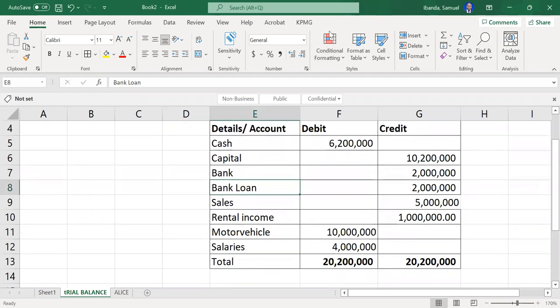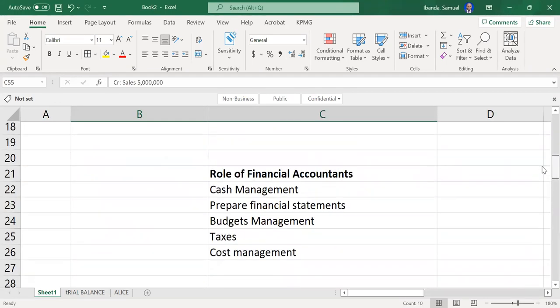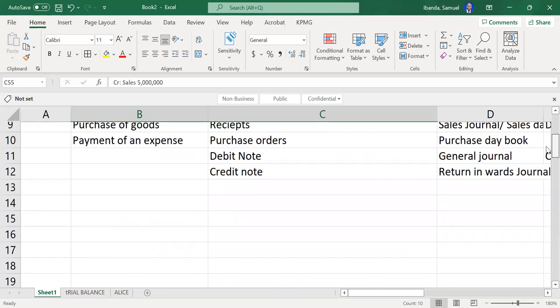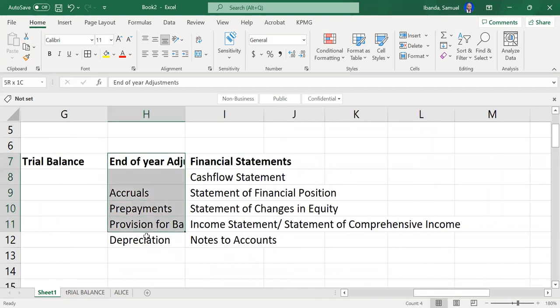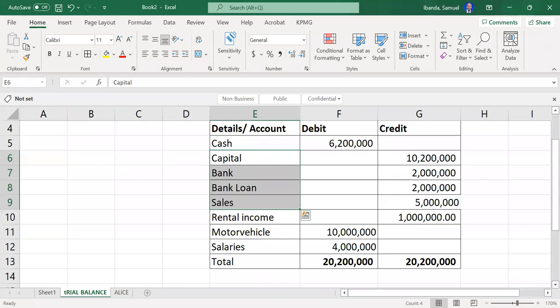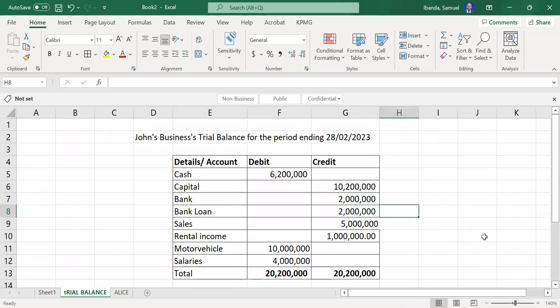But there are cases where, you know, we talked about that after your trial balance, you can proceed to look at end of year adjustments. Now, if you have end of year adjustments like depreciation, like prepayments and so on, this is where you'll be able to do that before you can actually go on to draw up your financial statements after your trial balance. So that is what exactly will happen.